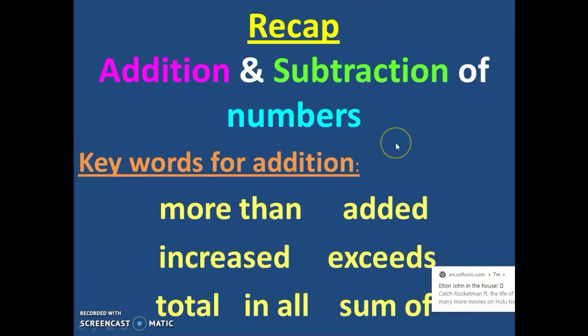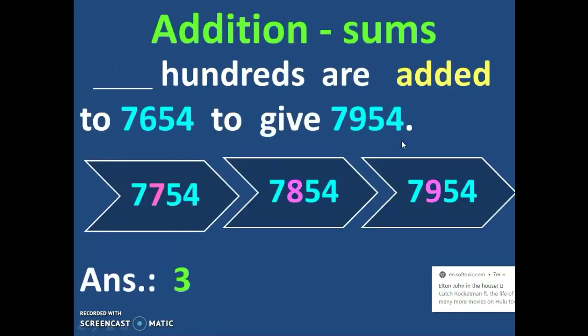Okay, using that we are going to find a few sums. We are going to do a few sums in addition, like we have done in the last worksheet. Dash hundreds are added to 7,654 to give 7,954. This will be similar to the sum which we discussed in the first video, that is finding the missing numbers by skip counting. So here they have skip counted from 7,654 to 7,954.